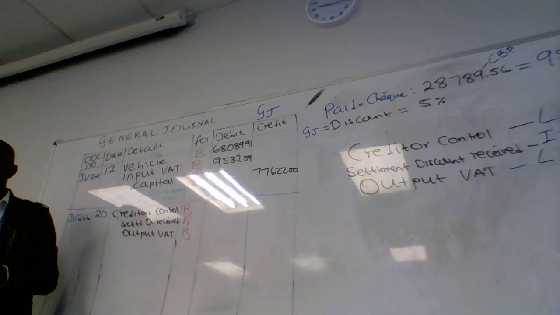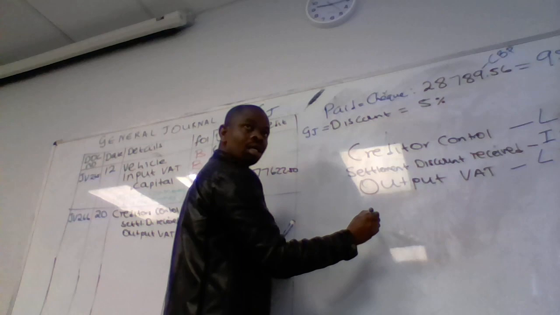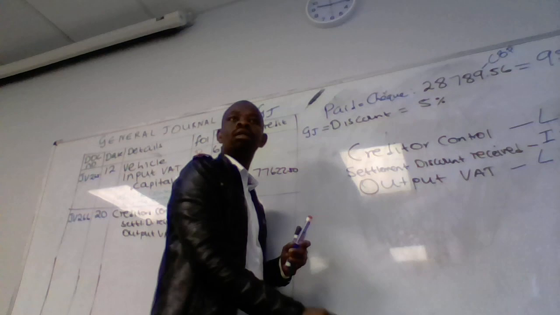Which amount are we trying to record here? Which amount? 28,000. That goes to the CVP. Just the amount that we are recording here. Which amount?